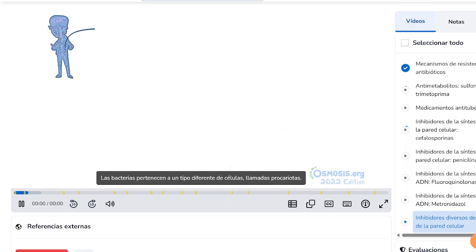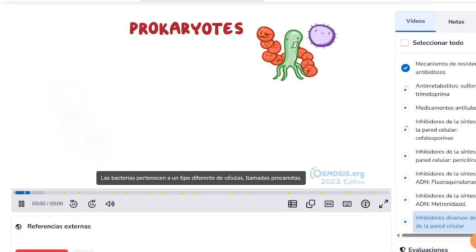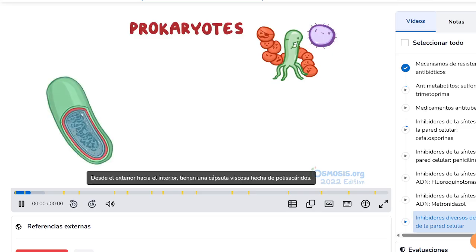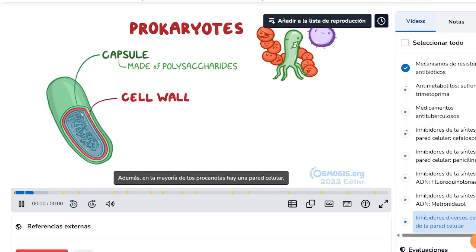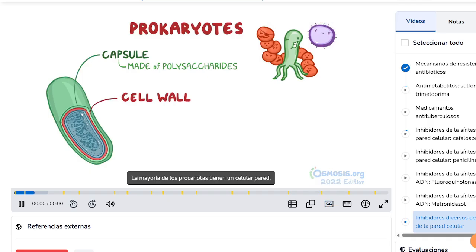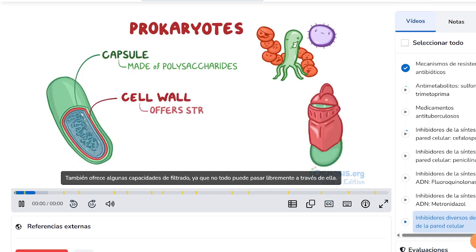So, our body consists of multiple eukaryotic cells, while bacteria are prokaryotic, meaning they're primitive, single-cellular organisms. Most have a slimy capsule made out of polysaccharides and a cell wall which encapsulates and protects the bacteria like a suit of armor, and offers structural support.